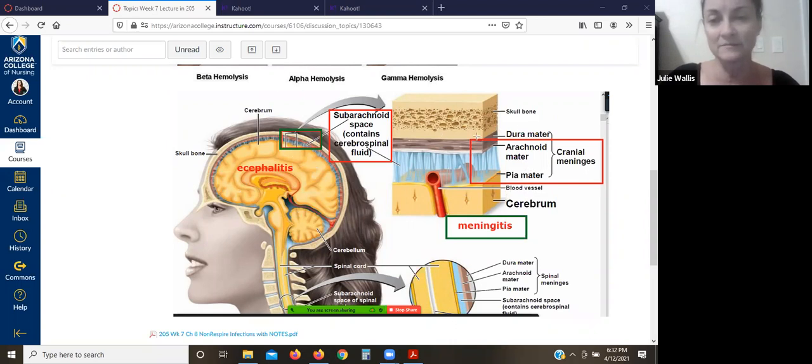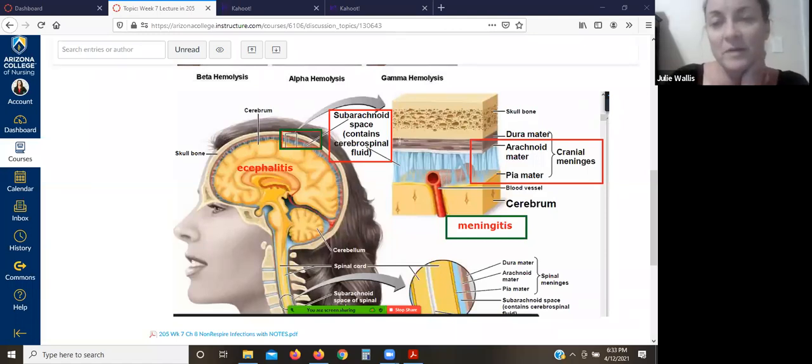And you can see it kind of blown up here. So you have your cerebrum would be your actual brain tissue. And then you have the pia mater, which is directly between the cerebrospinal fluid and the brain tissue. And then you have your arachnoid mater, which is the layer that's above the cerebrospinal fluid. Your cerebrospinal fluid is contained in your subarachnoid space, and that also has the vasculature that would also contain the blood-brain barrier in that area.